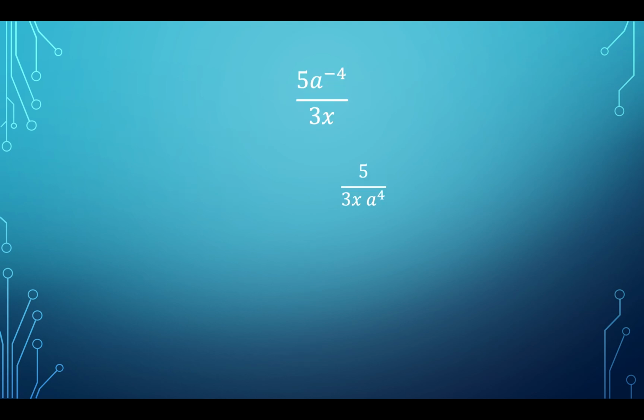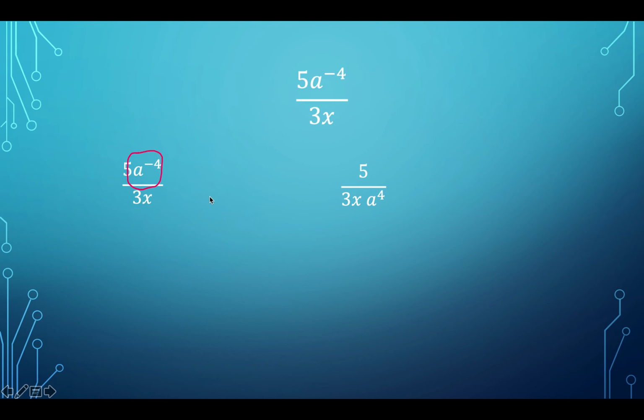So like in this example here. You have 5a to the negative 4 over 3x. Well, we don't like this a to the negative 4 up in the numerator, so we have to drop it down into the denominator. When we do that, we get 5 over 3 times x times a to the 4th. The second we put this in the denominator, it now becomes positive.